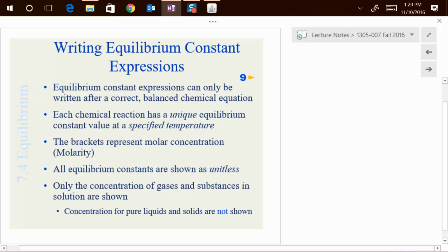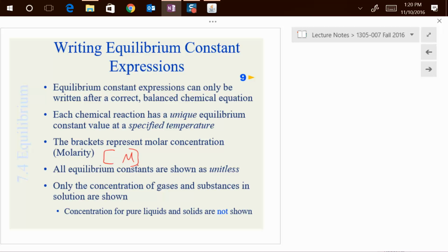You have to have a balanced chemical equation to write equilibrium constant expressions. So each chemical equation has its own unique KEQ. All the KEQs will be different for the different reactions, for the forward and reverse reactions of those. The brackets represent molar concentrations, so the brackets are the concentration in molarity. They are unitless equilibrium expression constants. Okay, equilibrium constants are unitless.